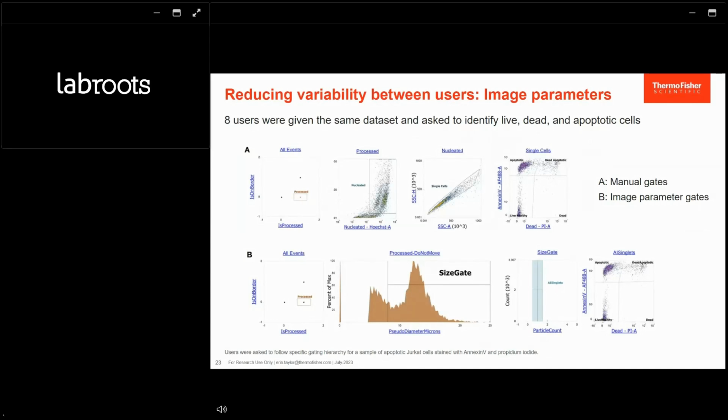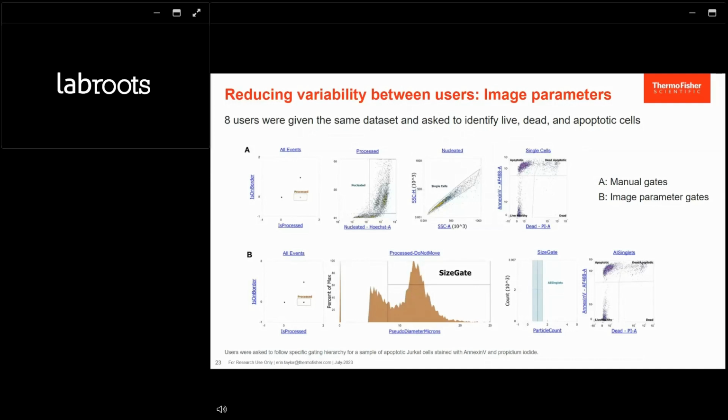So the manual gating method here has 1, 2, 3 gates, all of which are subjective, meaning that the user has to make a judgment about where to place them. So lots of opportunity there for variance that can affect downstream results. Versus the image parameter gates, where the users were given instructions about the size thresholds, asked to gate on singlets, and then asked to place a manual quadrant gate to separate the live, healthy, apoptotic, and dead, necrotic cells.